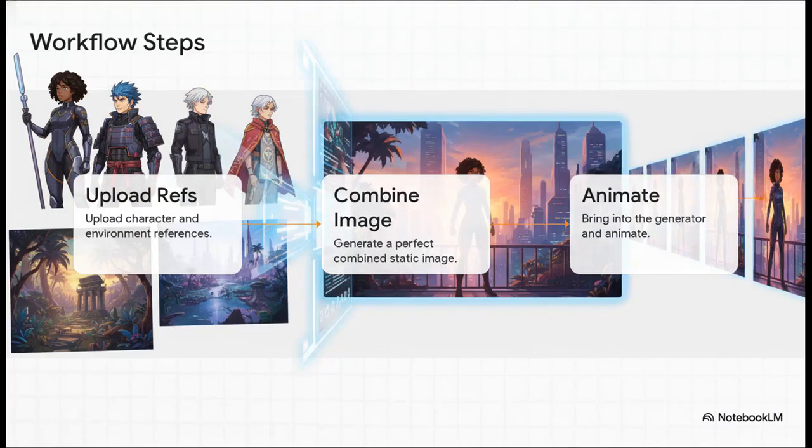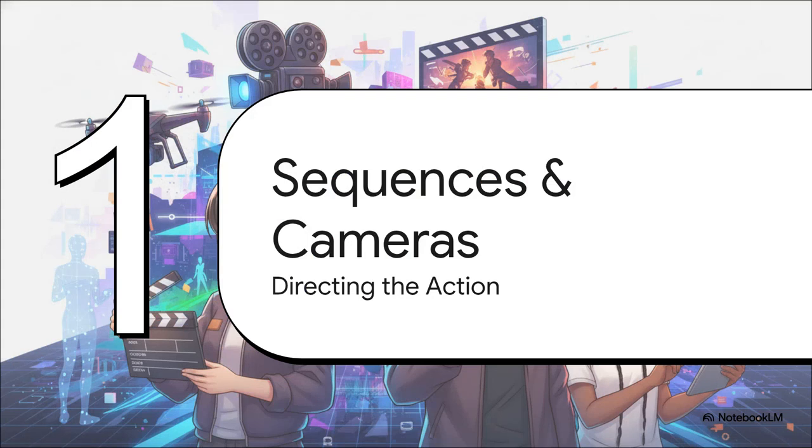So how do we actually execute this workflow? It's incredibly logical once you see it. First, you take a reference sheet of your character and references for your specific environment, and you upload those into an AI image generator. Then you write a prompt that combines them, which gives you a perfect, static image of your character exactly where you want them to be. Finally, you take that combined image, bring it into your AI video generator, and use image to video to animate it. This step-by-step consistency, that's the secret sauce that makes a deliberate professional film rather than a jarring montage of random clips. Moving right along to section 2, sequences and cameras directing the action.